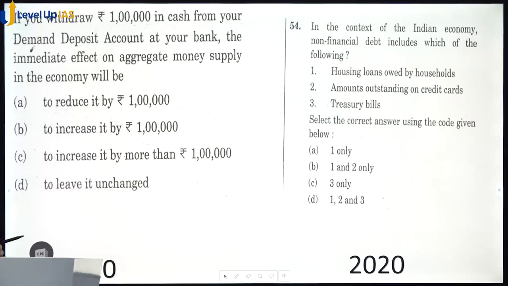What will happen? What is the immediate effect? Think. Any idea? Will it reduce by 1 lakh? I'll give you another hint. Think M1. Money supply is shown by M1, M2, M3, M4. I hope you know this. They are money aggregates. Think about M1, then read the question and think about the answer. I'm giving you time because I want you to think.